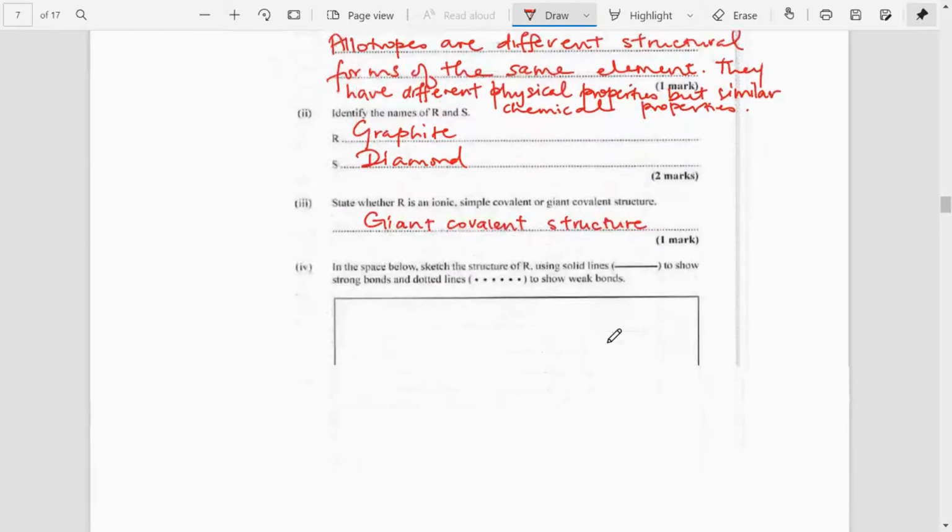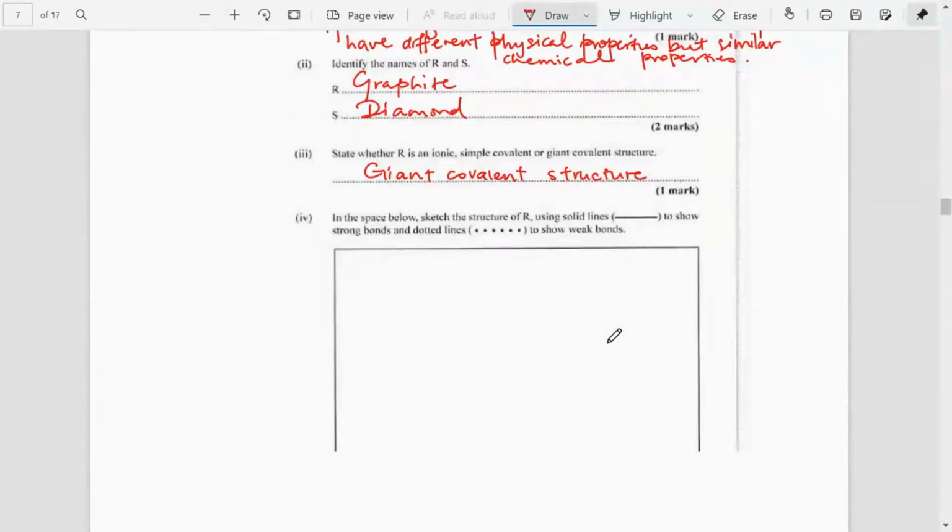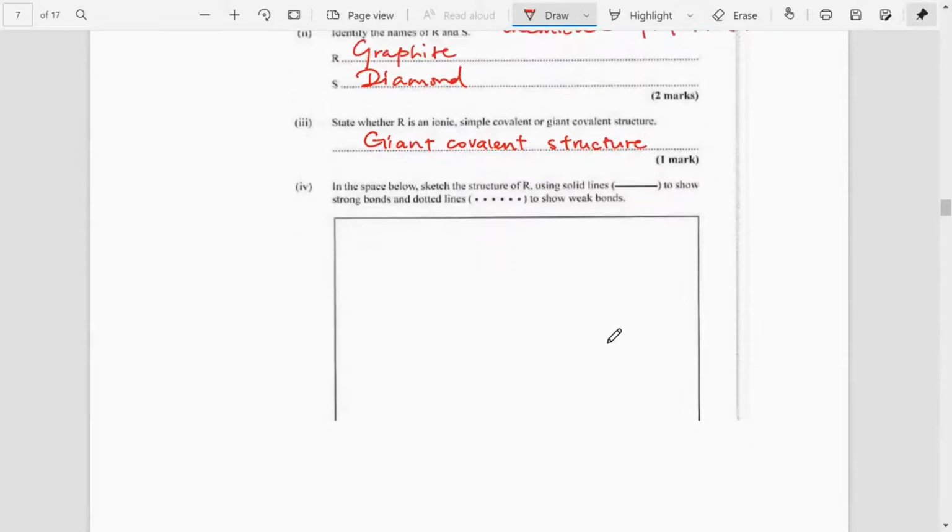So then it asks us, in the space below, sketch the structure of R using solid lines to show strong bonds and dotted lines to show weak bonds. This is something that you need to know how to draw. Let us know that it's hexagonal shaped. You need to know to draw it properly, not like me.